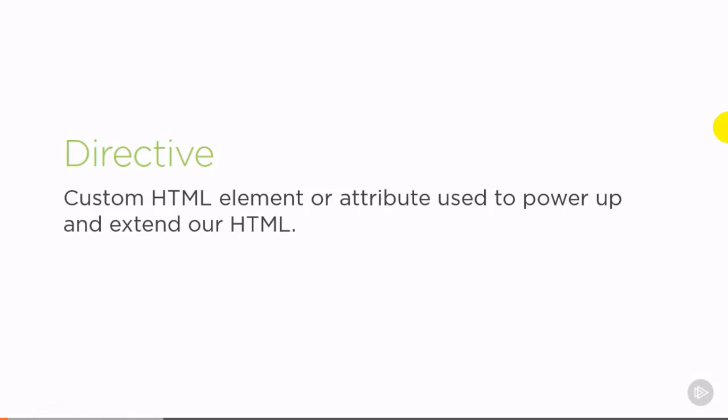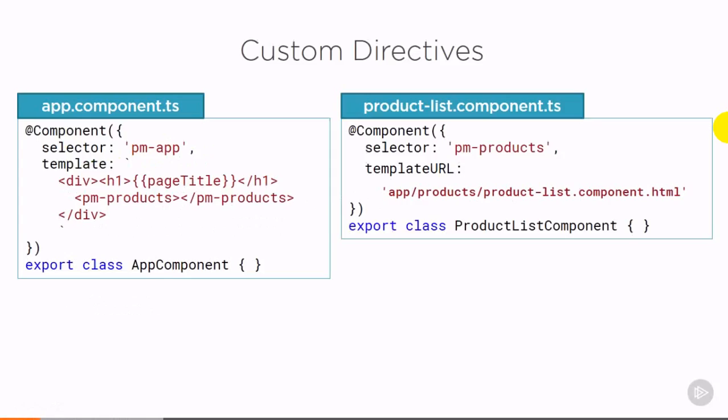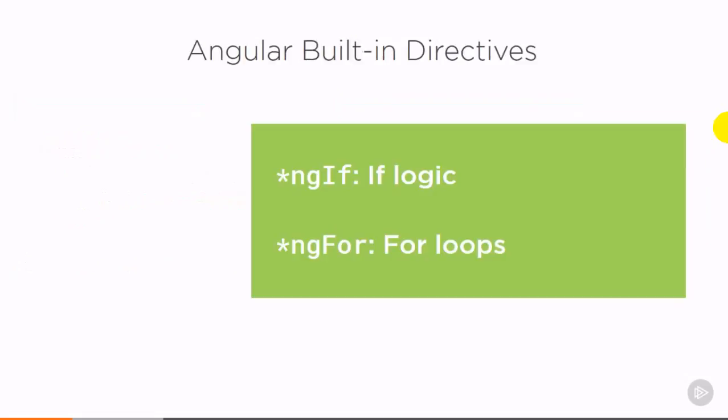We can think of a directive as a custom HTML element or attribute we use to power up and extend our HTML. We can build our own custom directives or use Angular's built-in directives. Previously in this module, we've seen how to build a component and use it as a custom directive. We use the pm-products directive to display our product list template. In addition to building our own custom directives, we can use Angular's built-in directives.